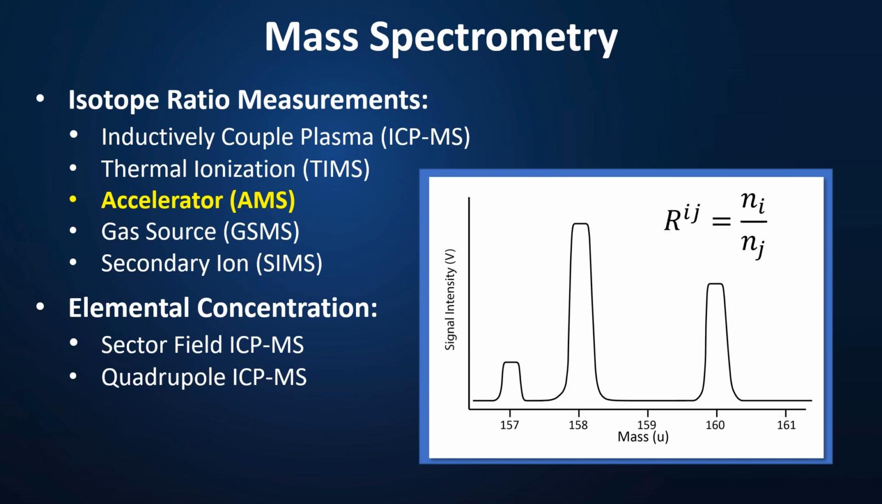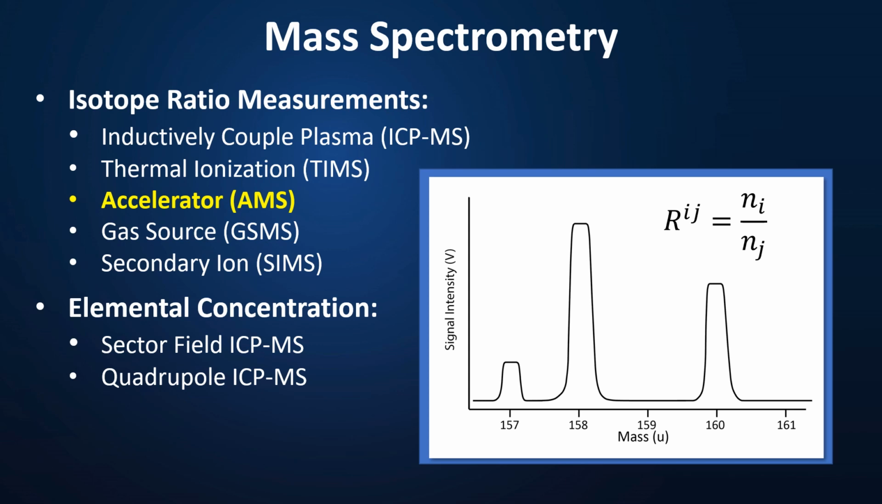The very high mass resolution of accelerator mass spectrometry can be useful in some half-life related measurements. For instance, if it's necessary to measure isotopic ratios significantly greater than 1 × 10⁻⁶, or if there's an isobaric interference that cannot be otherwise eliminated or minimized.